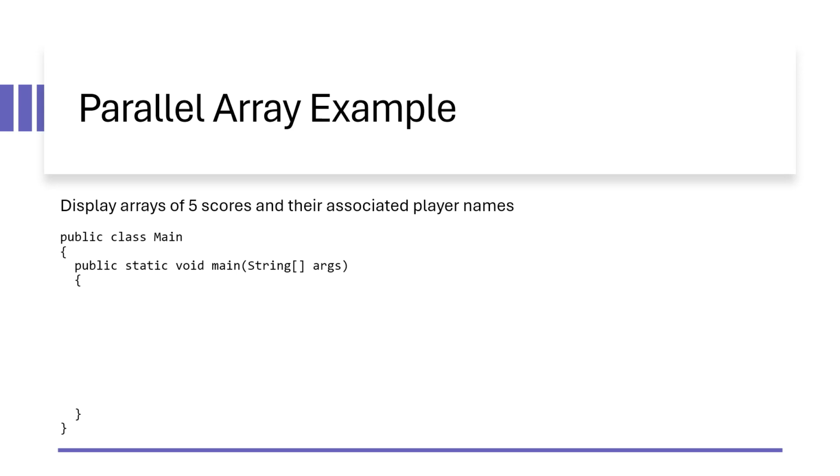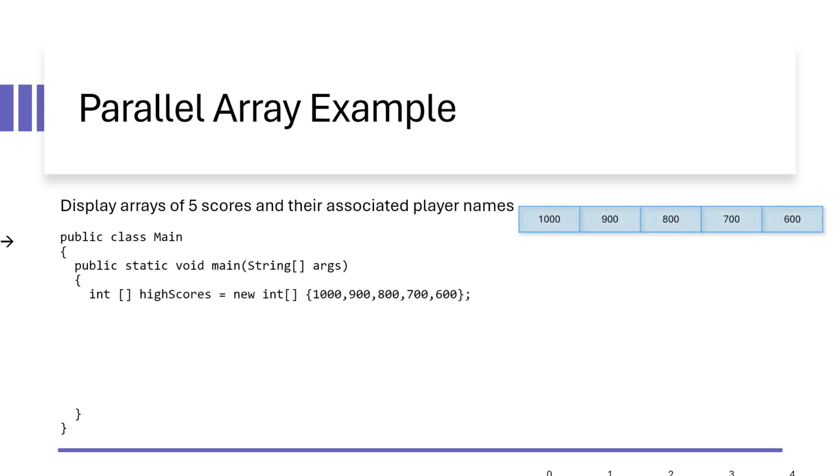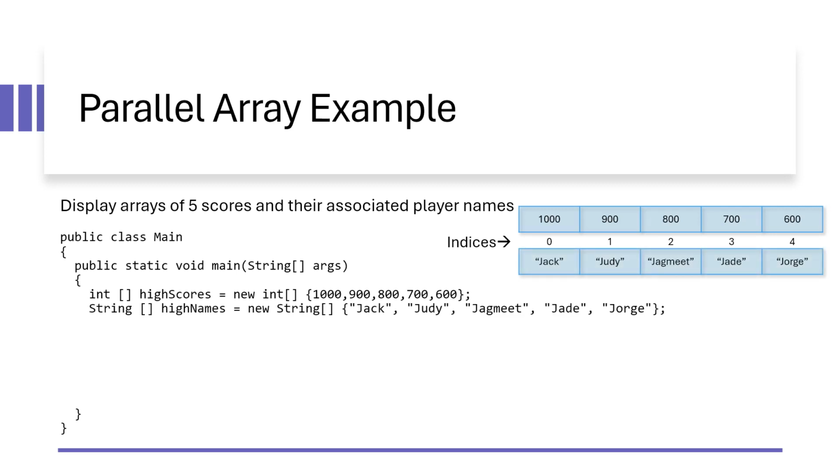Imagine I want to display an array of 5 scores and their associated player names. The first thing I'm going to do is define an array of high scores, just like we did before. You can see this is what it's going to look like. We created our array, and it's got the 5 values, 1000, 900, 800, 700, 600. And we see the indices listed below, 0, 1, 2, 3, 4. Now I'm going to create an array of high names. Now this is a string. We got Jack, Judy, Jagmeet, Jade, and Jorge.